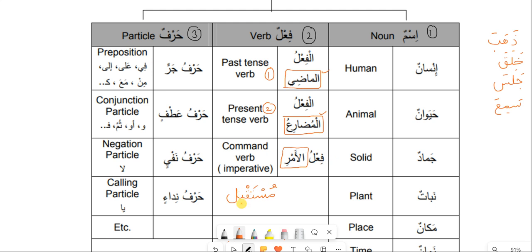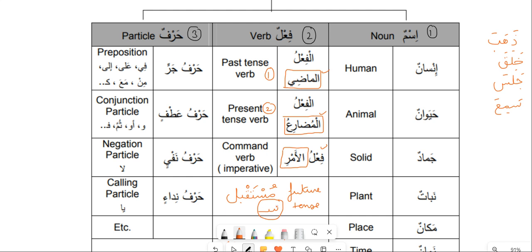Mustaqbal means future tense, and this is very easy. No need to follow this. The three main tenses are past (madi), present (mudare), and command (amr). This future tense is just a letter, harf mustaqbal, seen. Seen is added before a tense, so it becomes future tense.